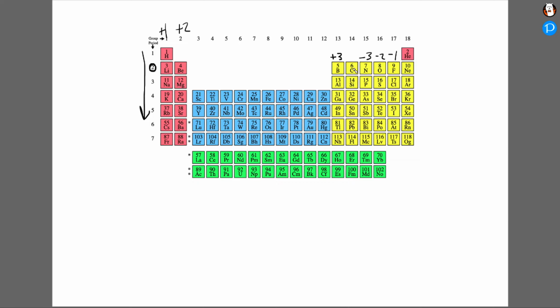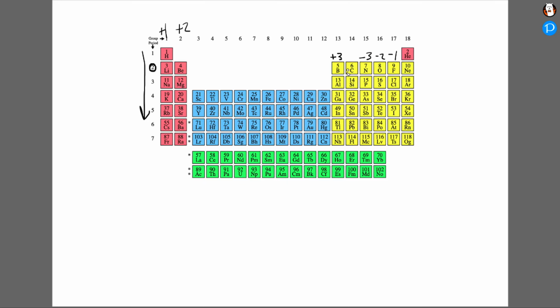So if I think about, let's say, between carbon and silicon, which one of those two is going to be the bigger? Well, I know that as I move down, I'm adding energy levels. So I know that silicon is probably going to be bigger than carbon. But what about aluminum and silicon? Which one's going to be bigger there? Well, I know that as I move across this way, aluminum is going to be a little bit bigger than silicon because silicon has one more proton.